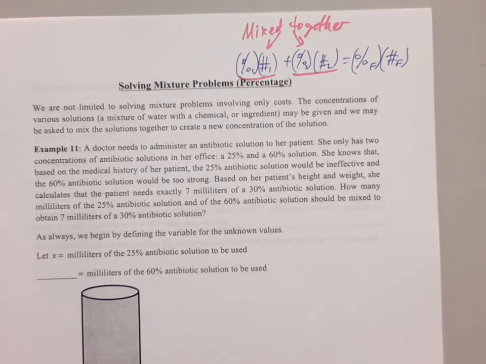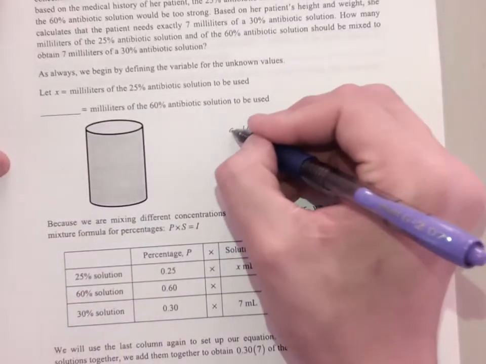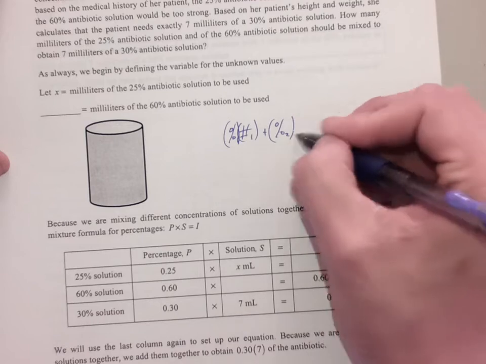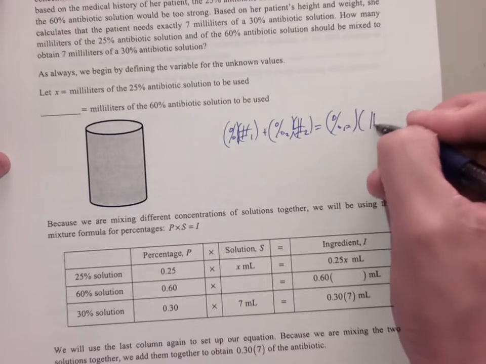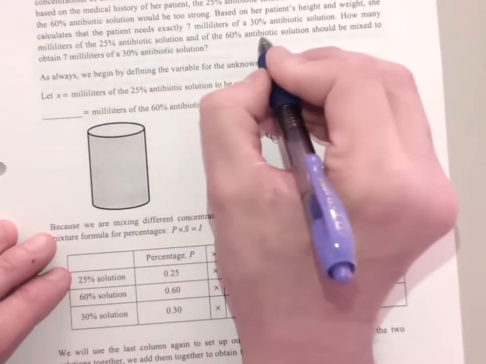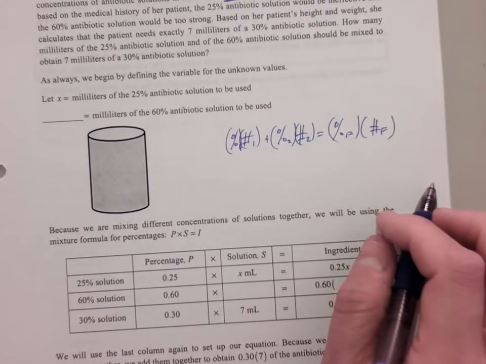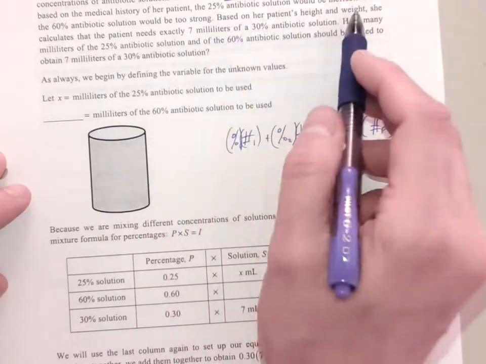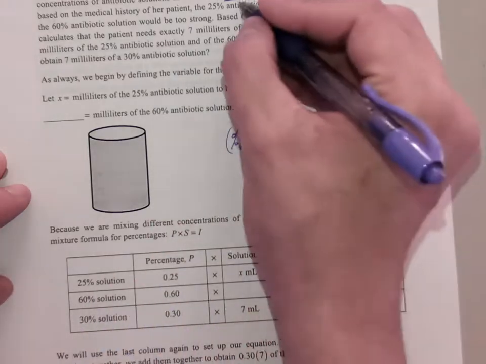So I'm going to write down my formula again, just to practice. I have some percentage times some amount, plus another percentage times another amount, and that's going to be my final percentage times my final amount. Okay? So what is being mixed in here? Well, I know that I'm mixing a 25% solution and a 60% solution. How do I know that? Because those are the only things that she has in her office, right? So those are our percentages here.